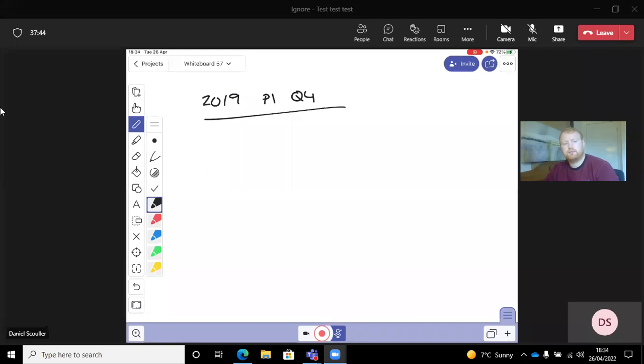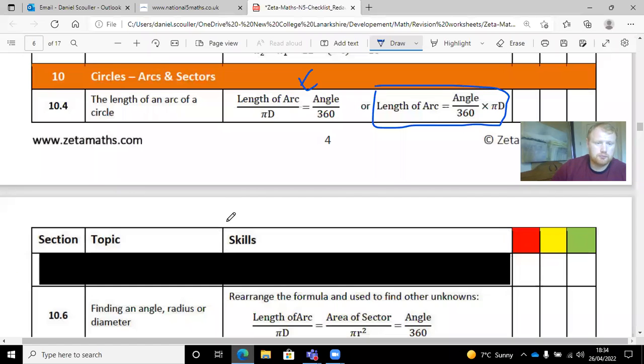makes sense. Does that make sense? Okay, so 2019, paper 1, question 4.